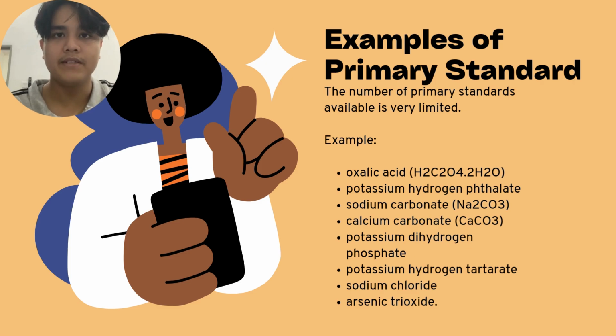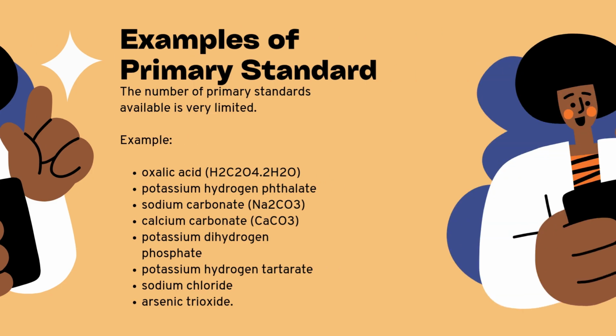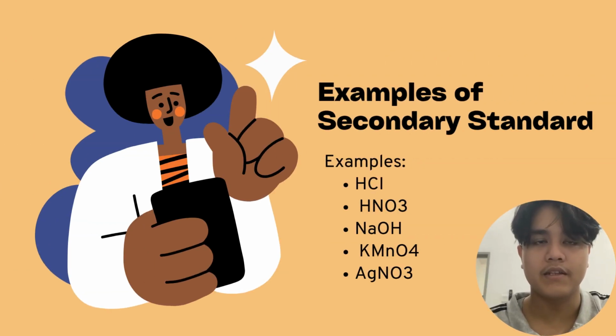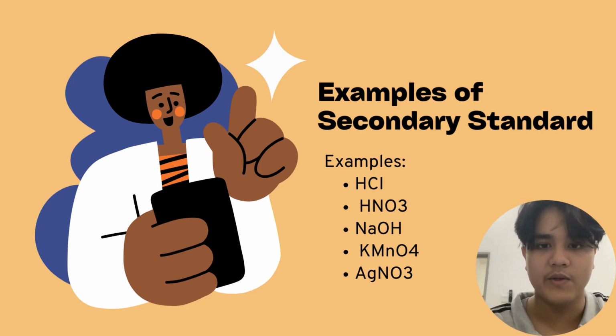Examples of primary standard. The number of primary standards available is very limited. For example, oxalic acid, potassium hydrogen phthalate, sodium carbonate, calcium carbonate, potassium dihydrogen phosphate, potassium hydrogen tartrate, sodium chloride, and arsenic chloride. I will talk about examples of secondary standard. The examples are HCl, HNO3, NaOH, KMnO4, and AgNO3.